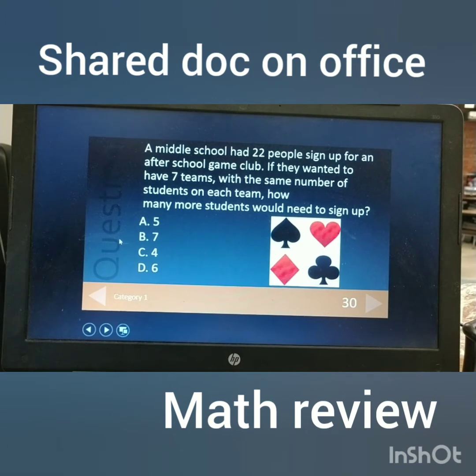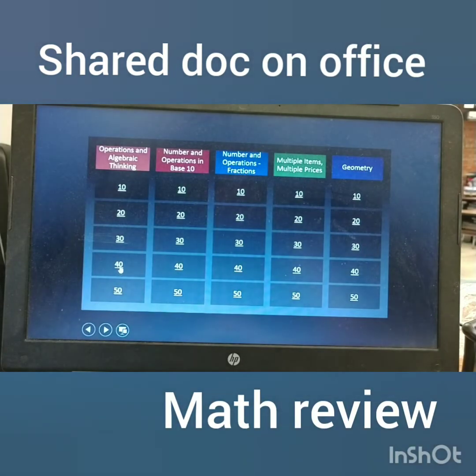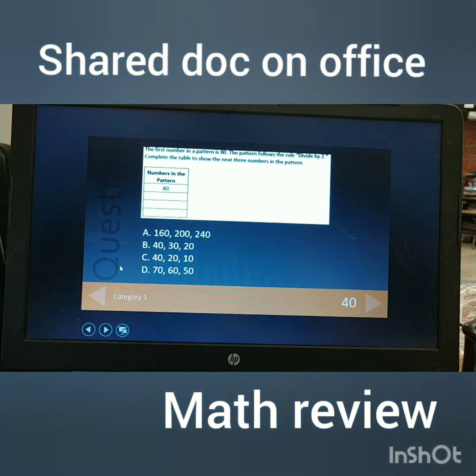A middle school had 22 people sign up for an after-school game club. If they wanted to have 7 teams with the same number of students on each team, how many more students would they need to sign up? The first number in the pattern is 80. The pattern follows the rule divided by 2. Complete the table to show the next 3 numbers in the pattern.